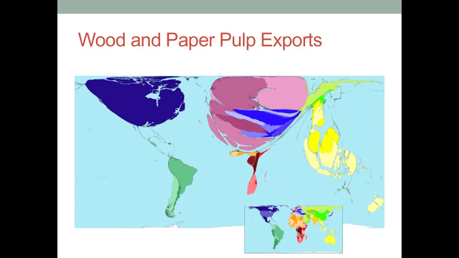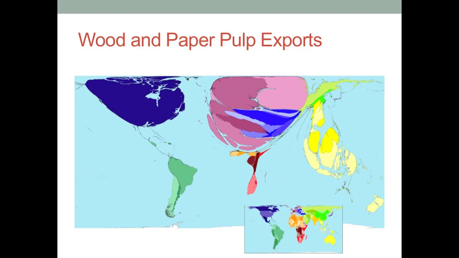Okay, in a similar manner, we can look at wood and pulp paper exports. What we mean by that is the amount of wood commodities in both timber and paper pulp that are exported by country. And in this case, we can see the absolute dominance of Canada on the world market.